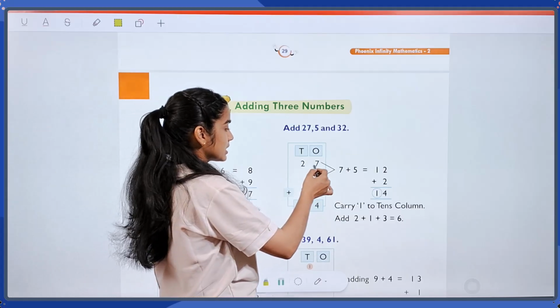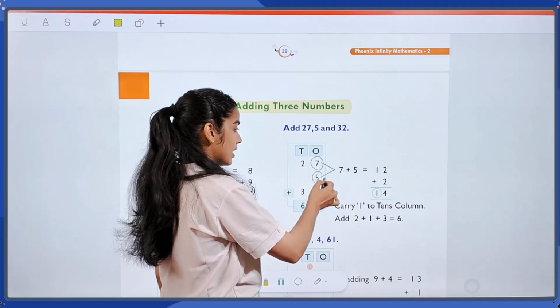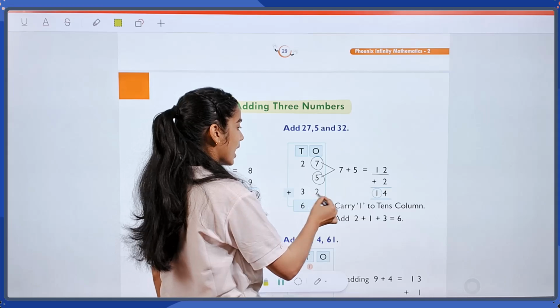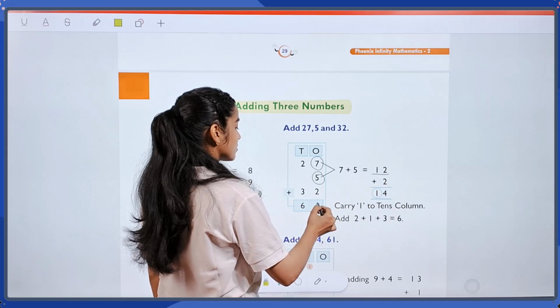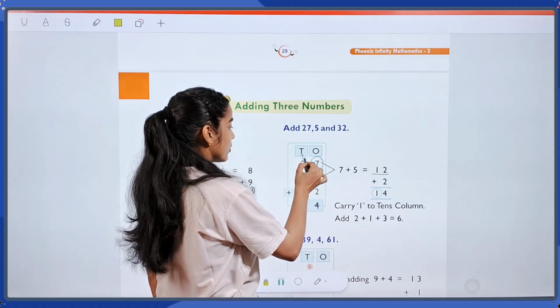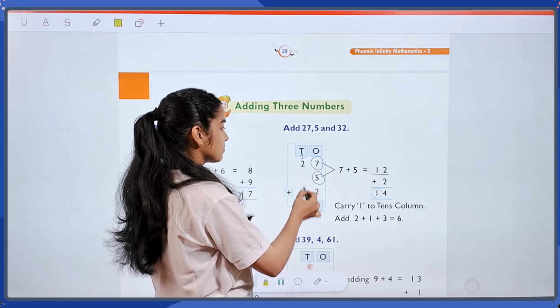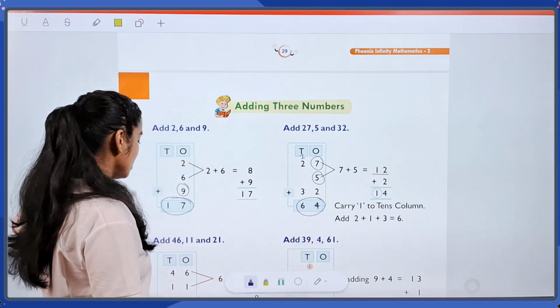So now 27 plus 5 plus 32. First we write 27, then 5, then 32. Same way, first we add 7 and 5, we get 12. After 12, we have to add 2 to this. So 12 plus 2 is 14. We just write the last number, which is 4. And your 1 should be on top of the other addends. 2 plus 3 is 5. 5 plus 1 is 6. So this is your last answer, which is 64.